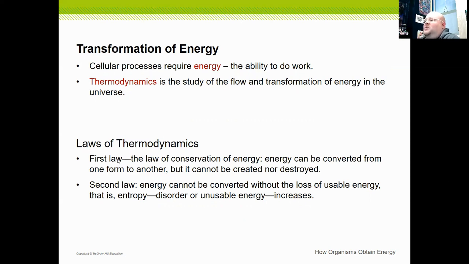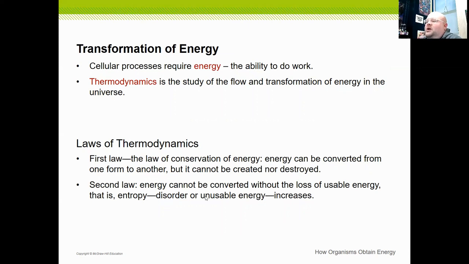Now, in thermodynamics, we have the first law of thermodynamics. It tells us the law of conservation of energy. Energy cannot be created or destroyed. It can change form, but it doesn't just come out of nowhere and it doesn't get destroyed. That's the first law. The second law, energy cannot be converted without the loss of some energy.